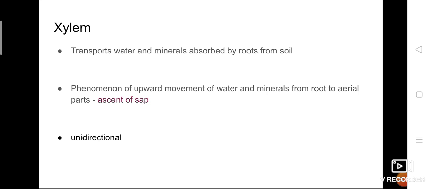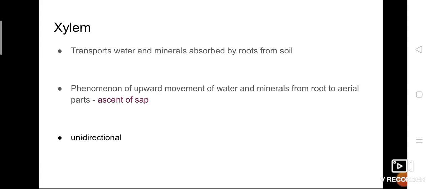See, ascent means anything which is moving up. Sap means a fluid-like material which contains dissolved nutrients. A fluid which contains nutrients, that is sap, and those nutrients are moving up, so it is called ascent of sap. And I told that it is unidirectional, that is, it is going to transport only in one direction, that is, from down to up.